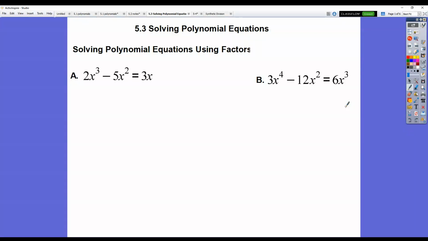Guys, today we're solving polynomial equations. So remember, when you solve an equation, the right side has to equal 0. So we're going to be doing lots of factoring. First, make sure the right side equals 0.